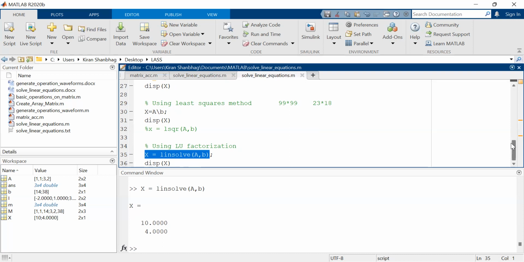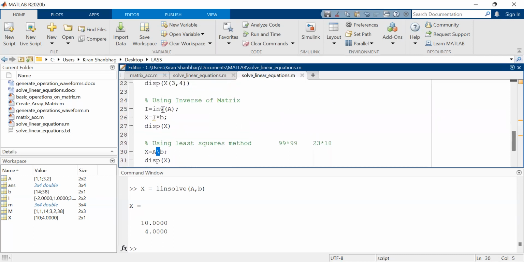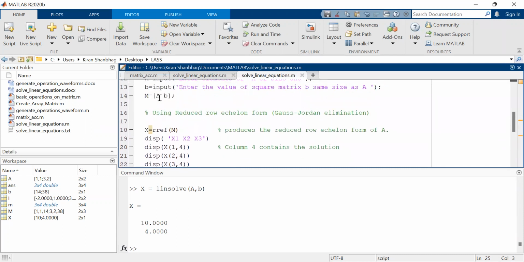So which all the methods are there, by the way? You can use either the command linsol, otherwise you can use this particular backslash, or you can find the inverse and multiply B with the inverse to get the answer. Or you can augment the matrices and convert the matrix into row reduced echelon form, and you will get your answer in the last column. So that is straightforward.